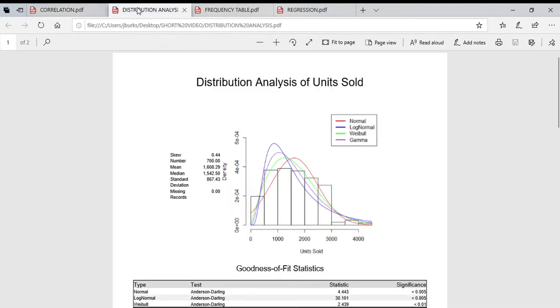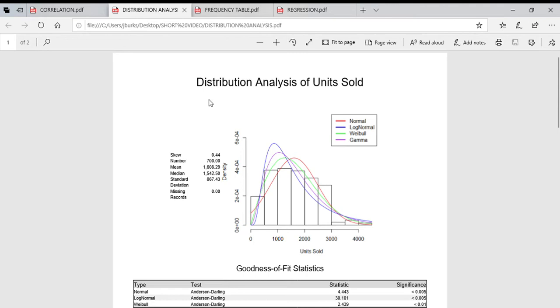And on this tab, what we have is the distribution analysis. What this shows us is the shape of your data, the spread of your data, as well as your central tendency. This lets you know whether or not your data is normal, so that way you can choose the right statistical test.